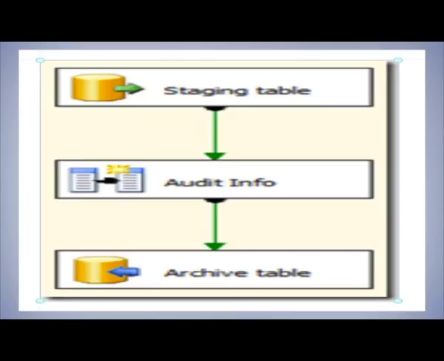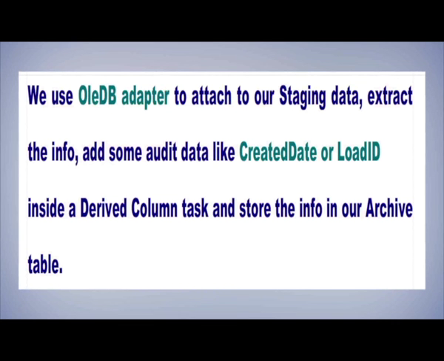Now we will see the archive SSIS loading pattern. Because we have no further logic to implement, the SSIS package looks very simple. From the staging table it moves to the audit info, and from the audit info it moves to the archive table, as depicted in this picture. We use an OLEDB source to connect to the staging data, extract the information, add some audit data like create date or load ID inside the derived column task, and store the data in our archive table. Again, a simple and straightforward approach.